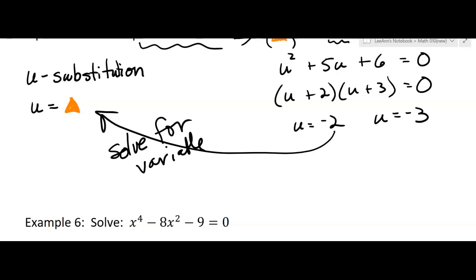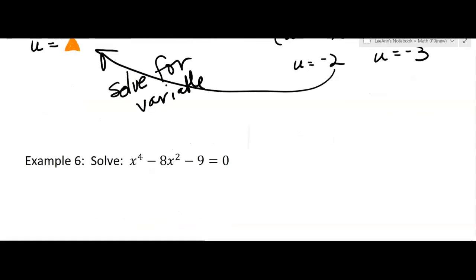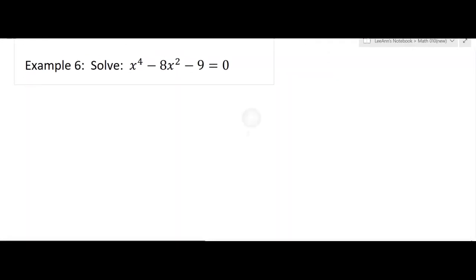You have something in a quadratic form. It looks like a quadratic equation. And so you're going to replace the middle term with U. Okay, so I'll give you an example. This is quadratic in form. So you have x squared squared, that's x to the 4th power, minus 8x squared minus 9 equals 0. So my orange triangle is right there. I don't know, do you see it?